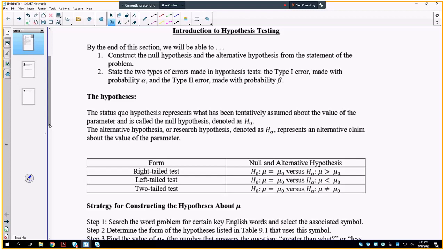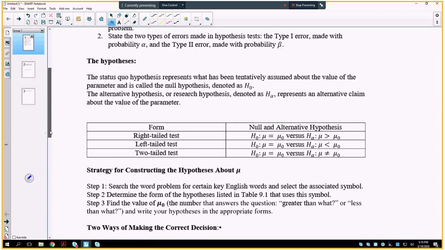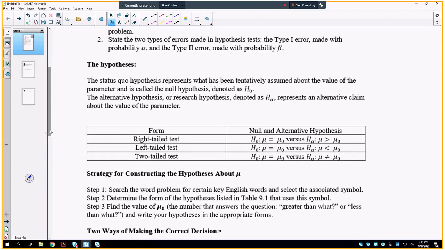We're going to make a guess about something, and we want to test whether or not it's true. So we have the two hypotheses that will be present in every hypothesis test, and that will be the null hypothesis and the alternative hypothesis. So it tells us here the status quo hypothesis is going to be called the null hypothesis. By status quo, we mean what has tentatively or usually been assumed to be true about the value of something. So the status quo hypothesis is the null hypothesis.